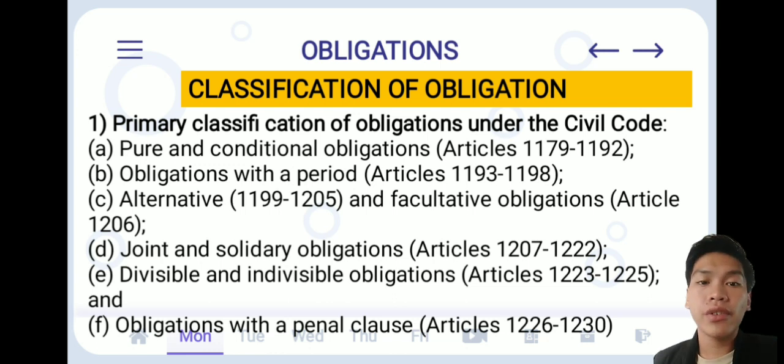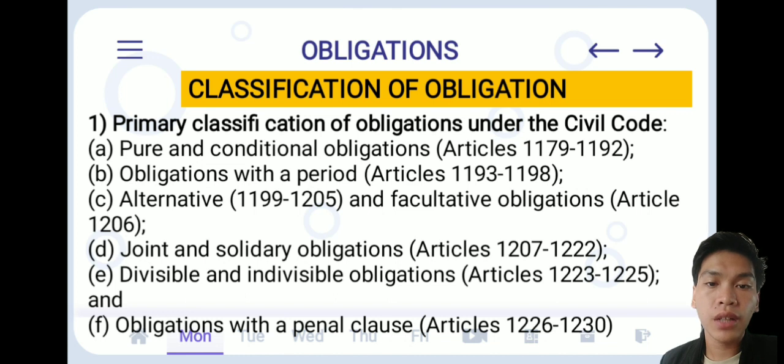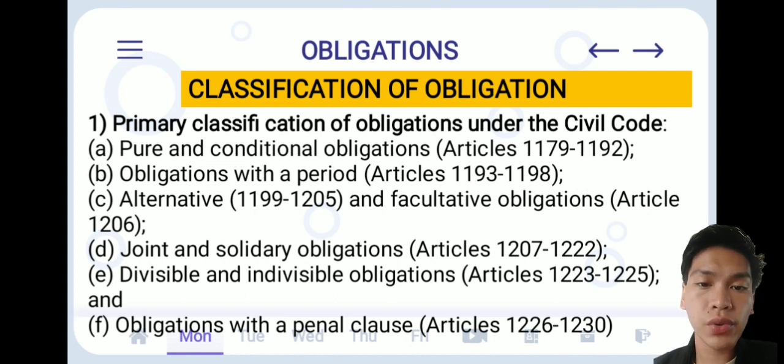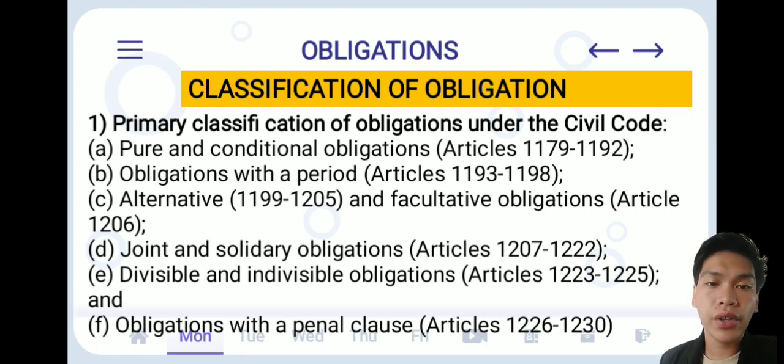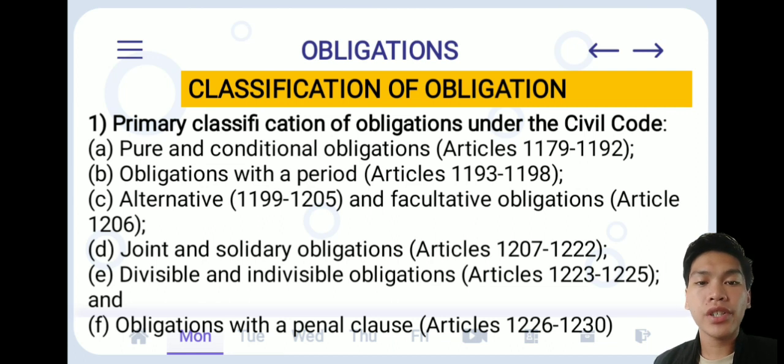The fourth one is the joint and solidary obligation in Articles 1207 to 1222. This obligation requires two or more debtors, and solidarity is the opposite of joint obligation, which means any one debtor can be made to fulfill the whole obligation. Next is the divisible and indivisible obligation in Articles 1223 to 1225. A divisible obligation can be partially performed, while an indivisible obligation must be fulfilled entirely. Next is the obligation with a penal clause, Articles 1226 to 1230, which is all about the imposition of a penalty in case of non-fulfillment.